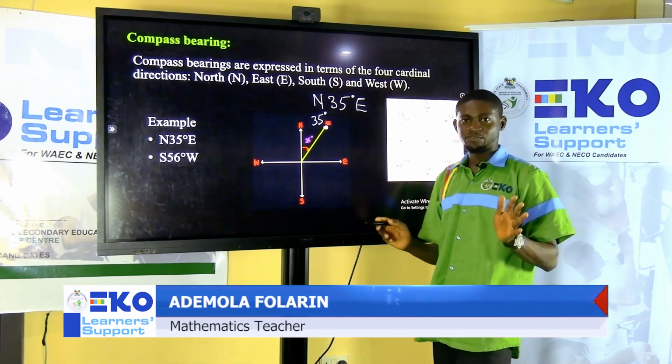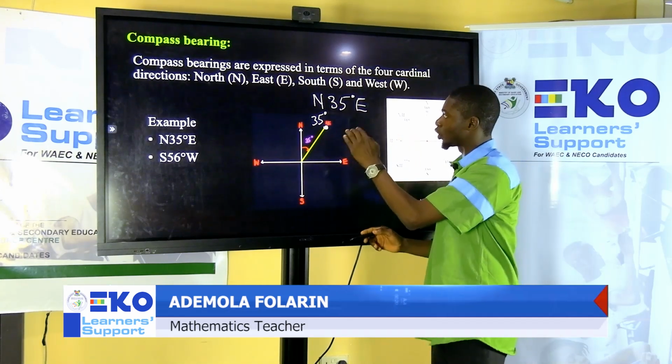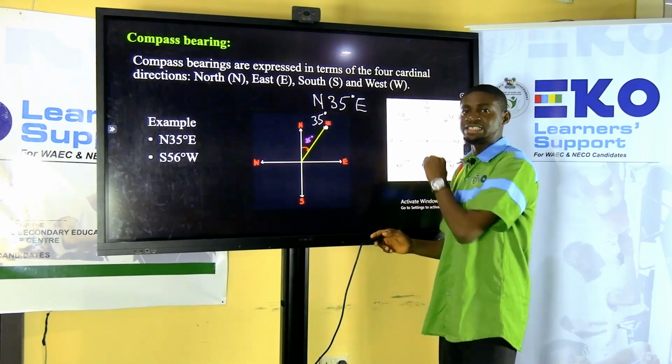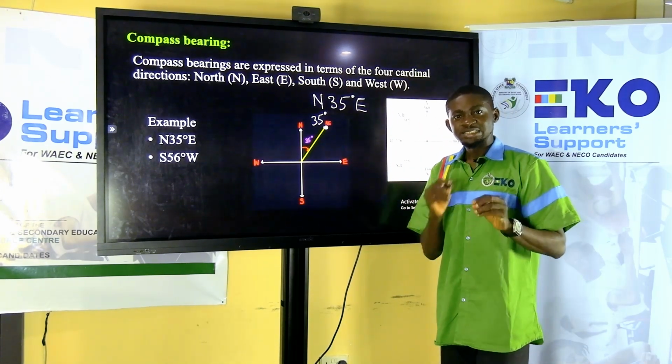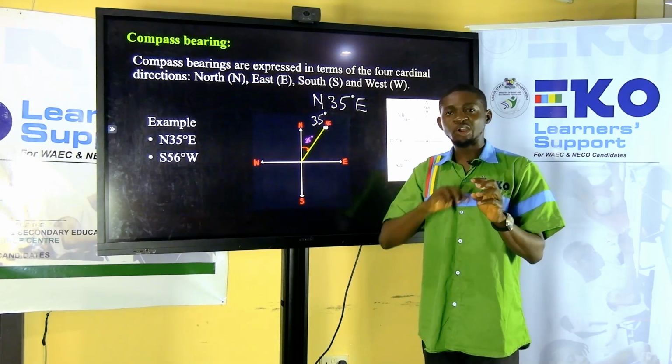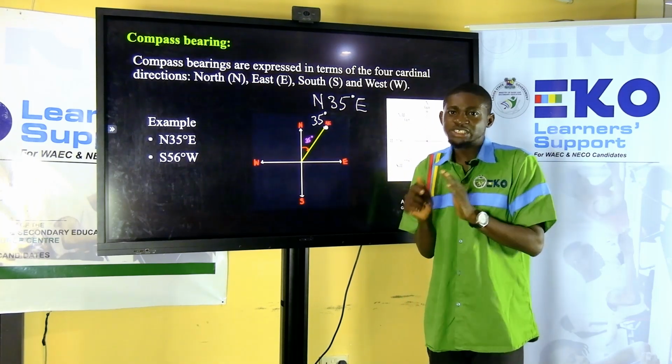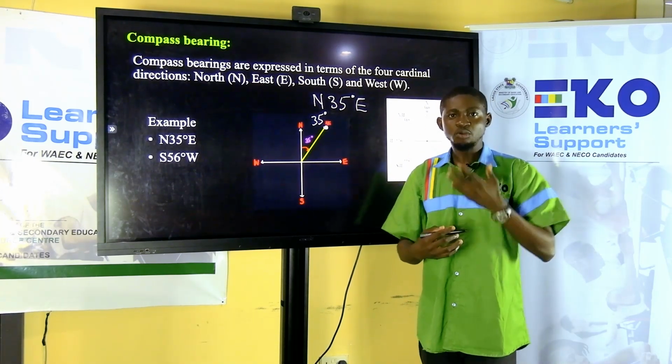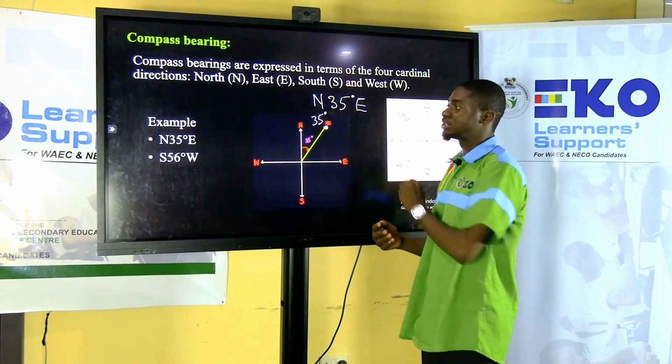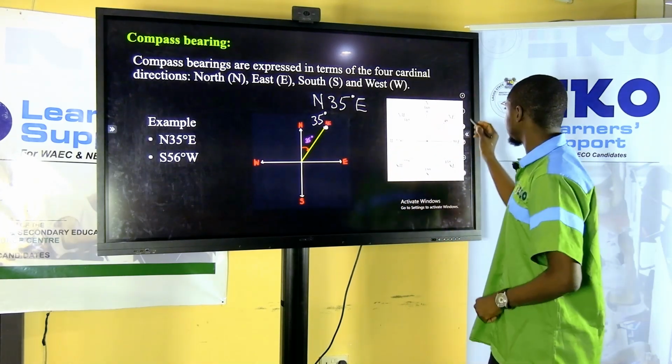Yes, the angle is 35, but the bearing is not simply 35 degrees east. Bearing takes the measure of angle in a clockwise direction, so it's different from angle. Yes, angle will form bearing if we interpret it correctly. So that is done.